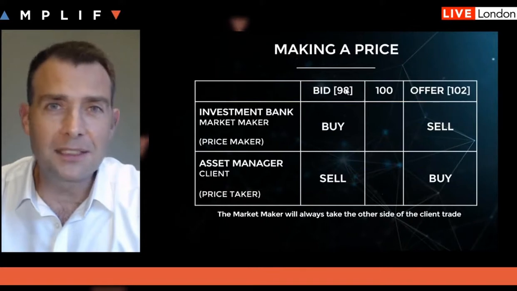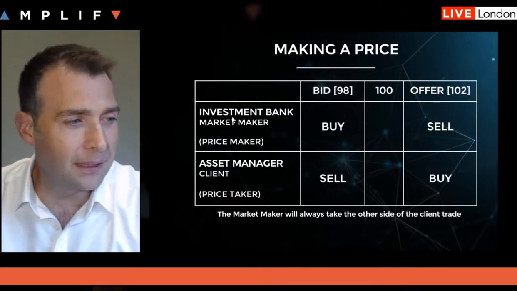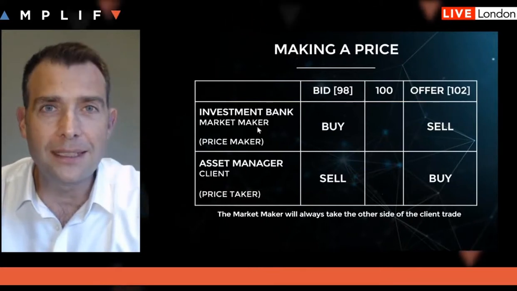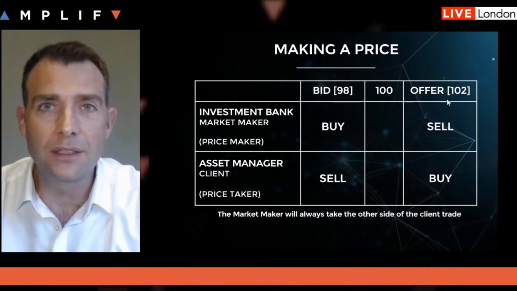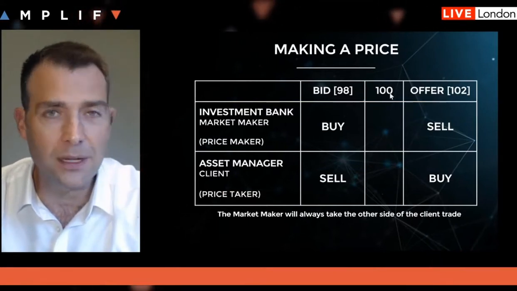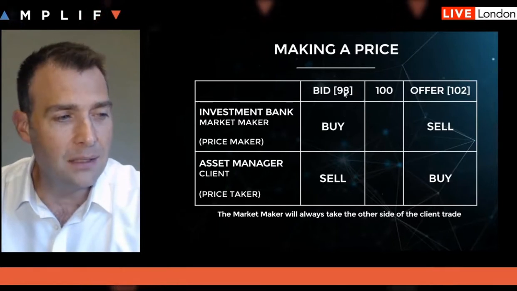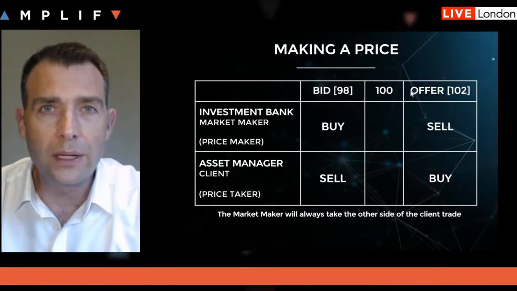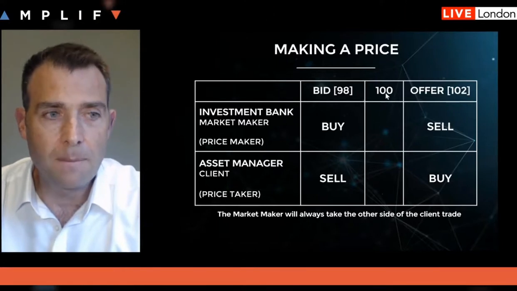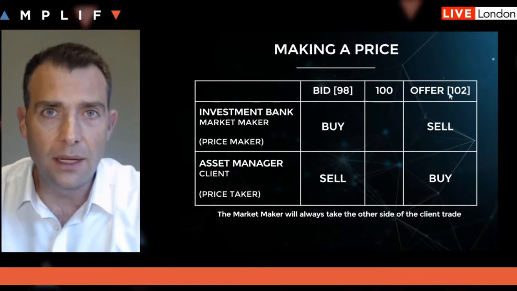Okay, last slide on making a price then. Investment bank, you're the price maker. When you're operating as a market maker, you'll be sending a client a bid and an offer. So here we've got an example where the reference price is 100. The bid will always be below the reference price, and the offer will always be above the reference price, okay? So bid low, offer high.